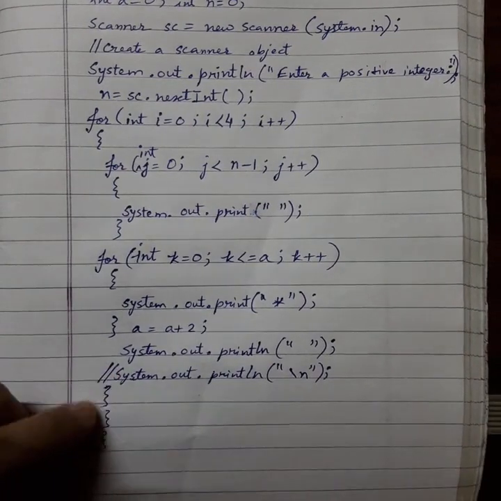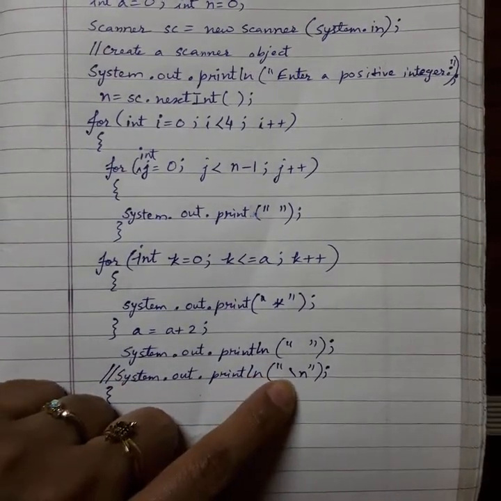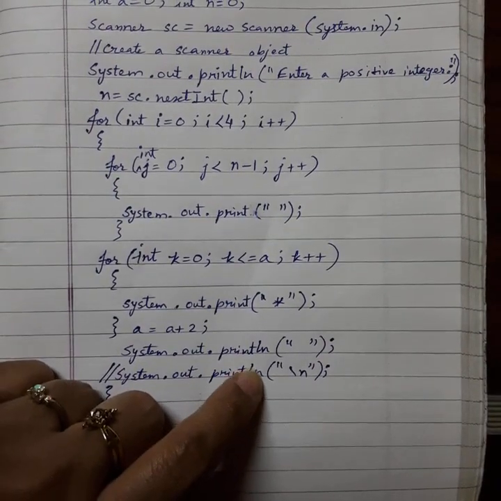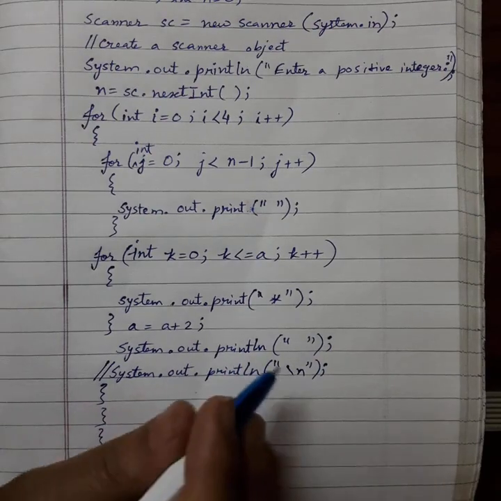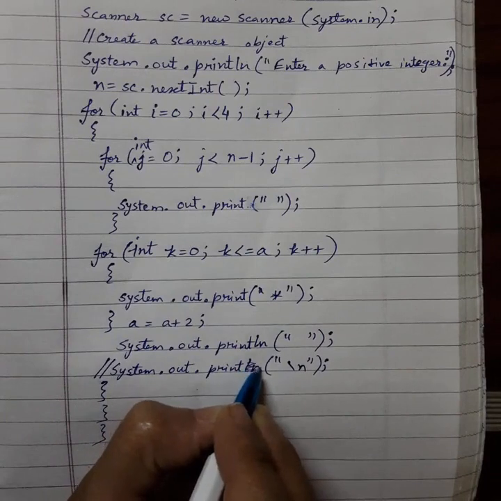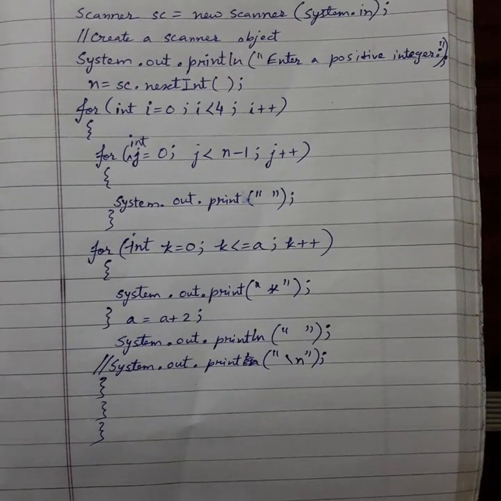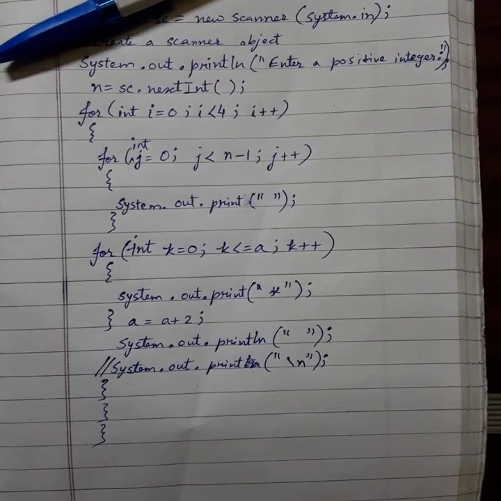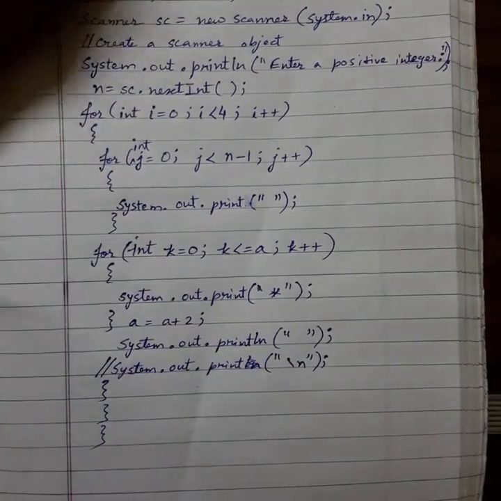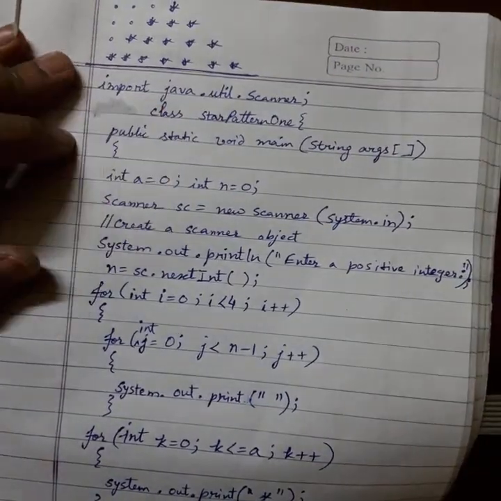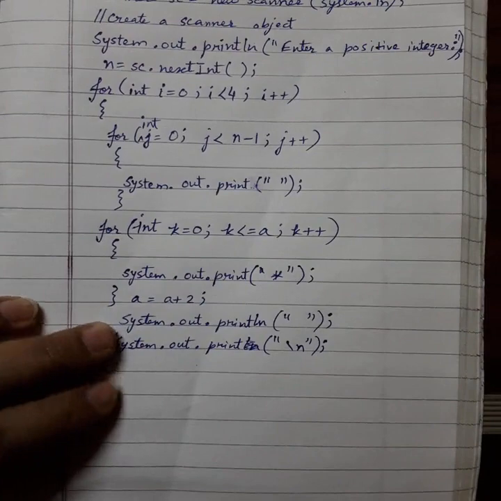Alternatively, I have commented it out, we can print it like this: system.out.println, new line. So simply without any space it comes to the new line here. This is the difference between the two statements, and either one can be used.